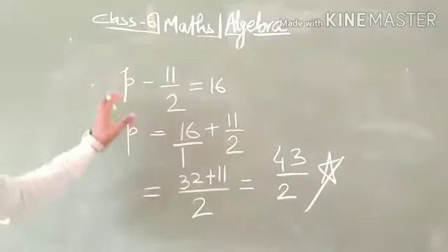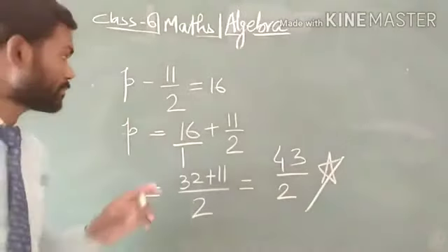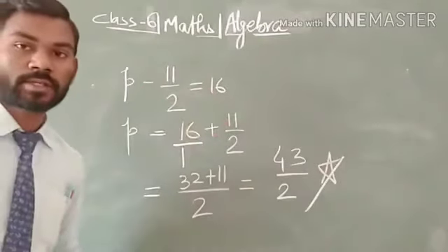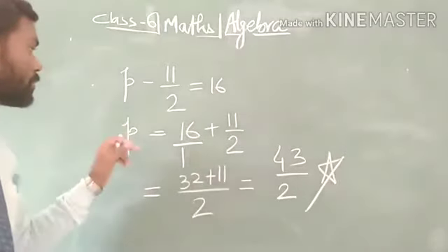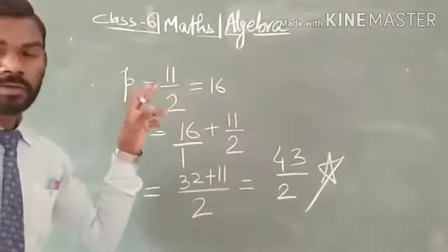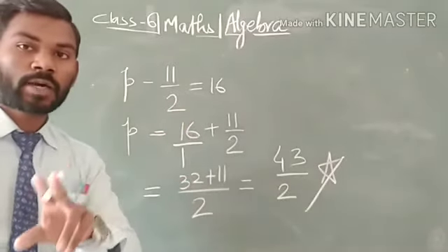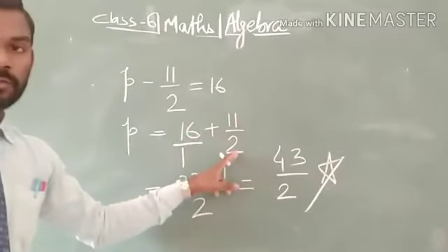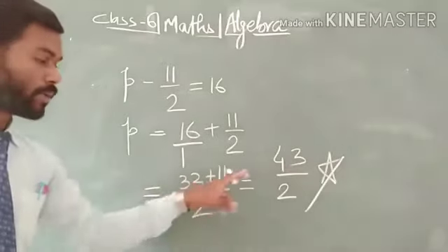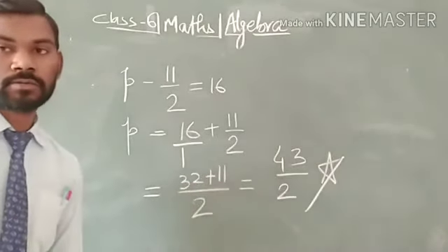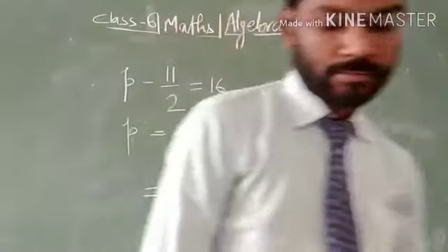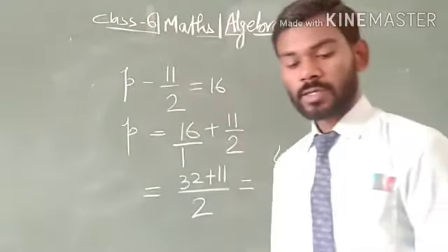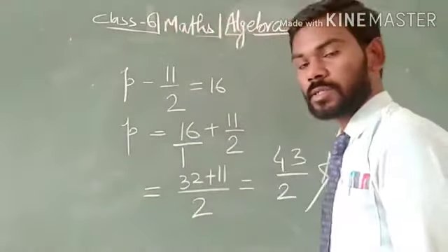Okay student, now let us see this question once again. The given question is p minus 11 by 2 is equal to 16. Okay. Transpose 11 by 2 and change the sign from minus to plus. We get 16 plus 11 by 2. And after solving it, we get 43 upon 2, which is the required result. Okay student, I hope the question is clear. Now let us see one more question.